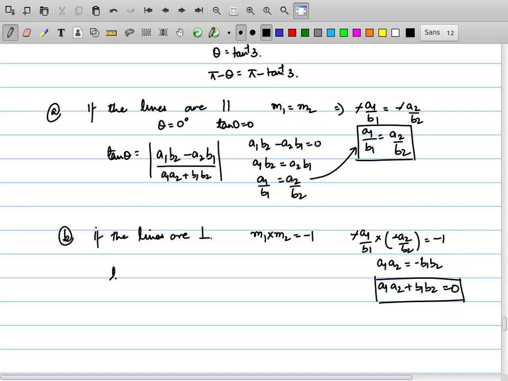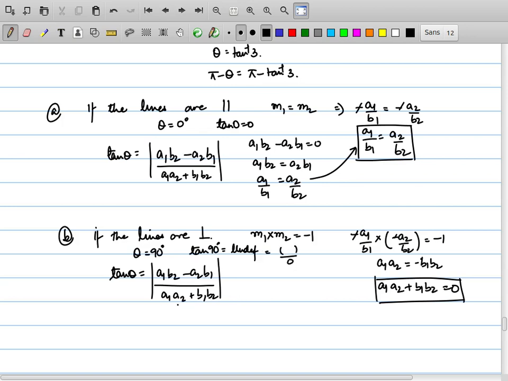Now, how can we derive this from the formula? Tan theta was (a1 b2 minus a2 b1) upon (a1 a2 plus b1 b2). If the lines are perpendicular, the angle between them would be 90 degrees. And what is tan 90? Tan 90 is undefined. Undefined means anything upon 0. That means the denominator has to be 0, that means this part has to be 0. Therefore, a1 a2 plus b1 b2 should be 0. And this is why we write this. In the earlier case, this part was 0, and in this case, this part is 0.